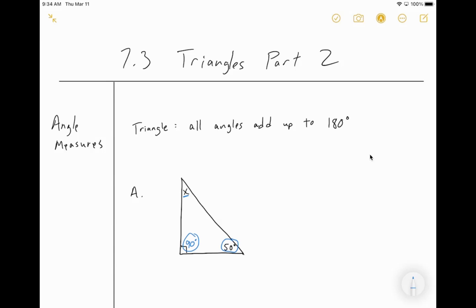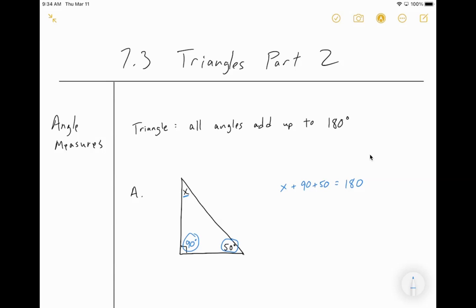So what I can say is this. I can say that x plus 90 plus 50 is equal to 180. If I add all 3 together, I get 180. Now, you could just say, well, Mr. Leon, can I just subtract the ones that are already there? Yeah, that's basically what you're going to do. I'm just going to show you in equation form. You don't actually have to do it this way, but this is how you do it in equation form.